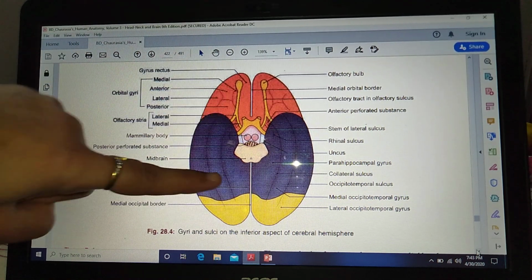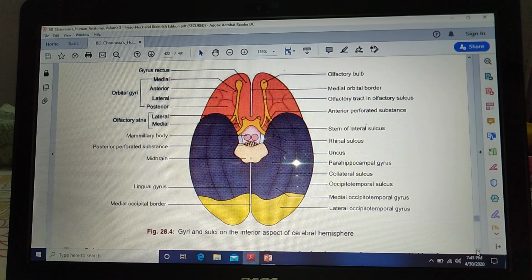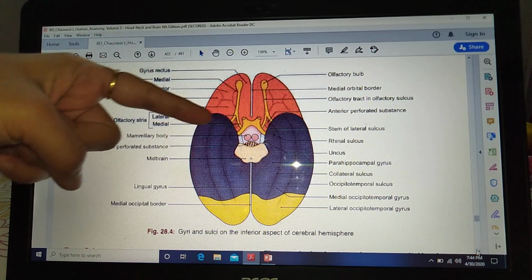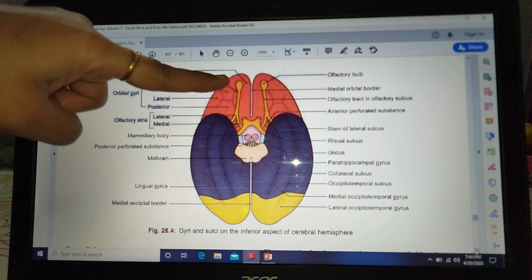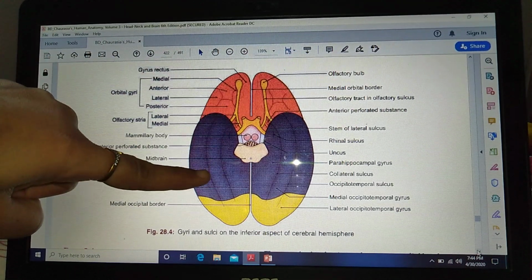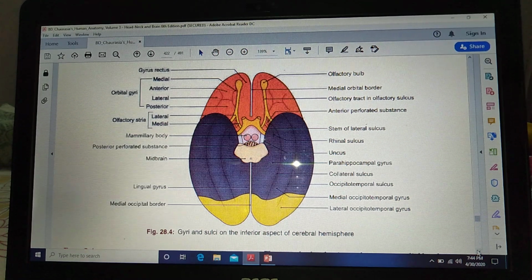the orange colored, and posteriorly the purple colored that you can see is the tentorial part. The two parts are separated by the deep cleft called the stem of the lateral sulcus, right? Here you can see the stem of the lateral sulcus that is separating the orbital part from the tentorial part, right? Both parts are on the inferior surface of the cerebrum, right? So three surfaces: superolateral, medial surface and inferior surface.